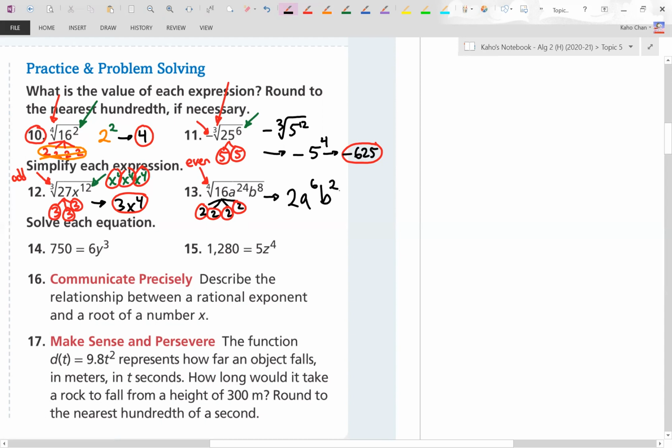Very nice. Now here's the weird thing about this answer. We don't have to worry about any negatives because A to the 6 will guarantee a positive answer. B to the 2nd power will guarantee a positive answer because any negatives brought to an even power will be positive. Number 14 is next.